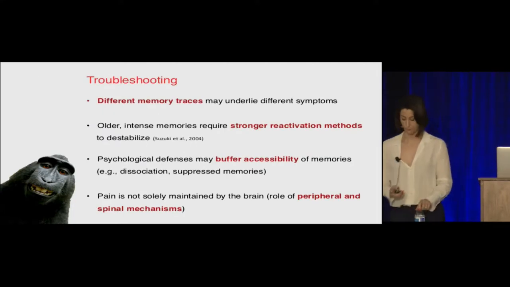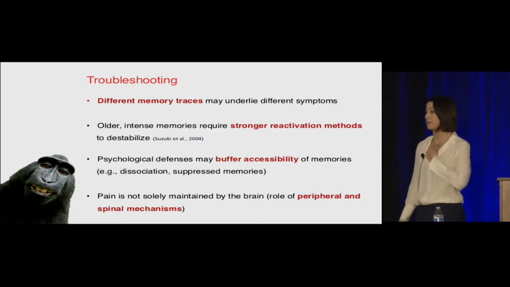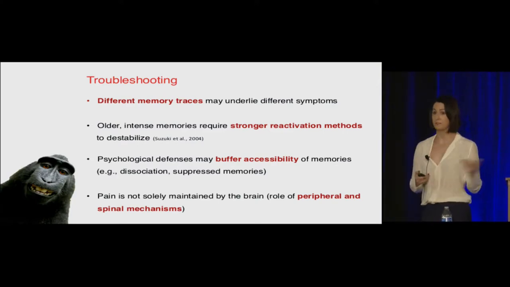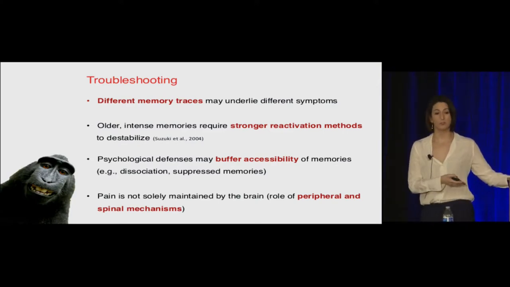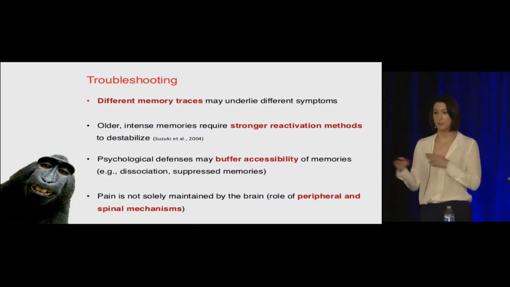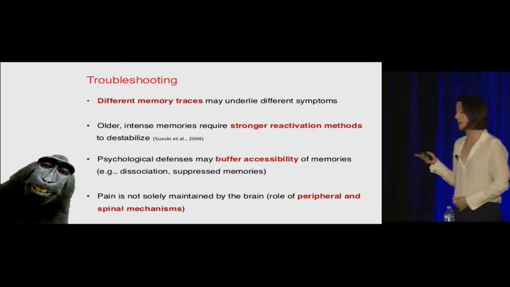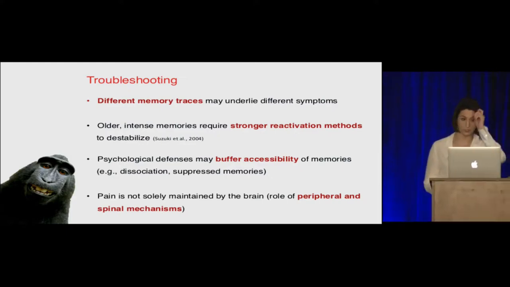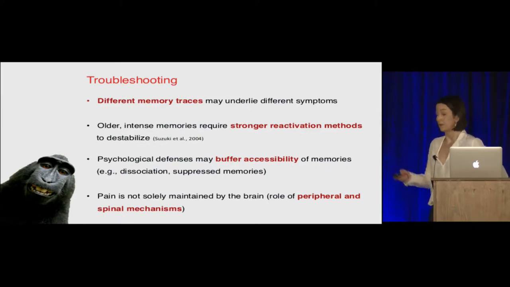Troubleshooting. Different memories might have different traces. For instance, if you had depression whenever you were younger, it's continued through and then you developed chronic pain, those might have distinct memory traces even though they build upon one another. So this is something to keep in mind depending on the patient that you're working with. Older, more intense memories require more work to reactivate just because they've had many, many years of fortification that you have to fight through.